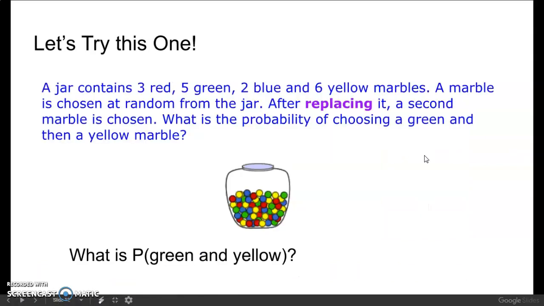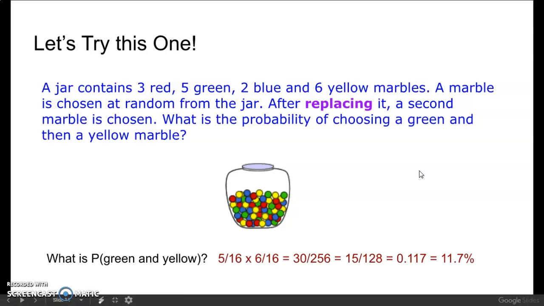All right, what I'd like to have us do is just try this one. So this is an independent event because you're replacing the marble. But what I'd like you to do is just read this on your own. And remembering that these are two independent events, try to solve this and give your answer as a fraction, a decimal, and a percent.